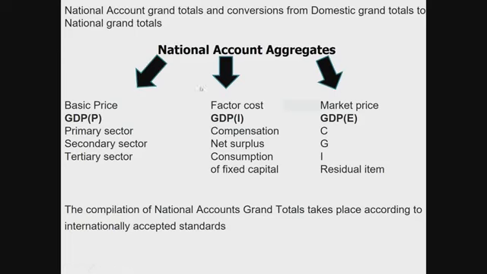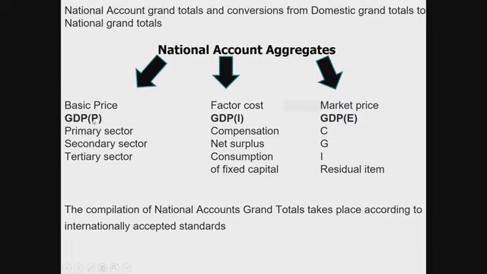Right. So when we are looking at our national accounts, we're going to look at national account grand totals and conversions from domestic grand totals to national grand totals. So our national account aggregates, there are 3 ways in which this can be calculated. And the first one that we're going to look at is the basic price, which is our gross domestic product, production method. The P stands for production method.